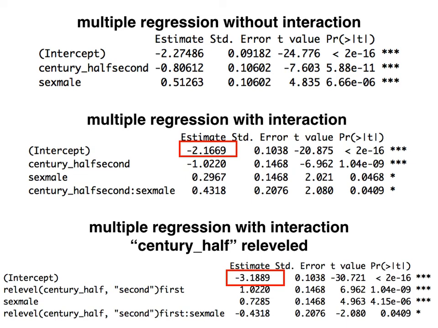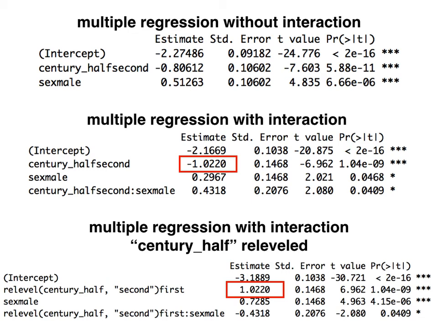Turning to our effects, for the effect of century half, we see that the estimates are the same, just with opposite signs. That's because in the first model, the baseline is first, and our estimate tells us how second, the non-baseline level, compares to first, the baseline level. And we see that the estimate is negative, showing that popularity goes down.